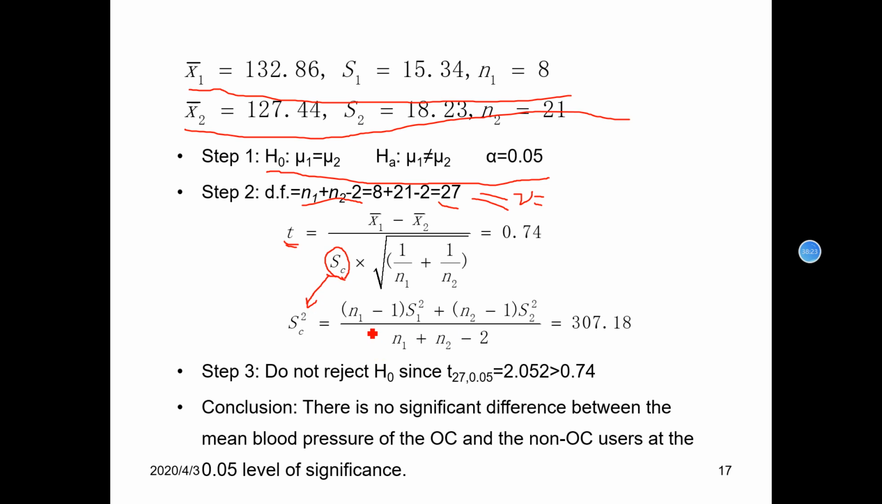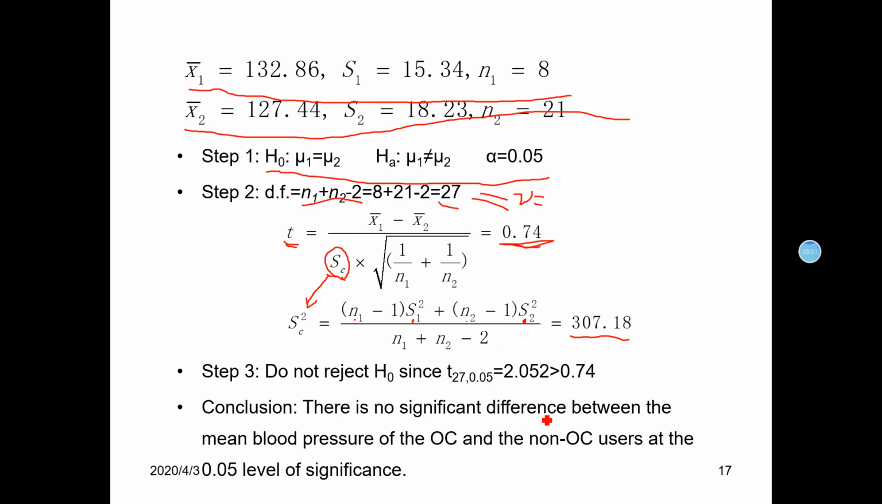So in this question, we can find n1 and n2, that is the sample size of the two samples, and S1, S2 are the standard deviations for each sample. So you need to use the second formula to calculate SC, and then put it into the first formula, and finally we can get t.